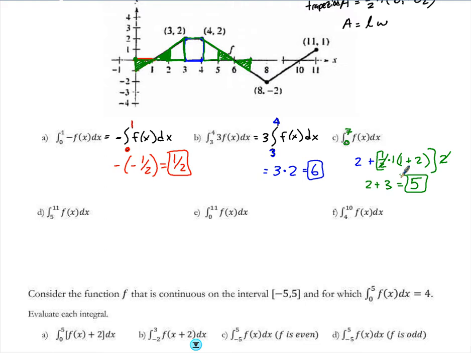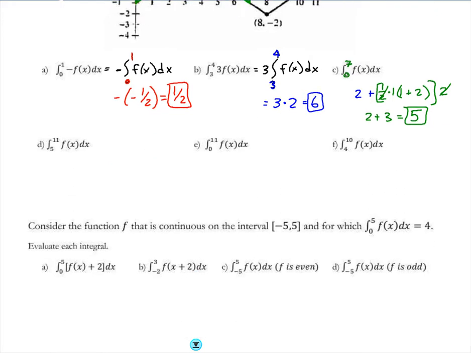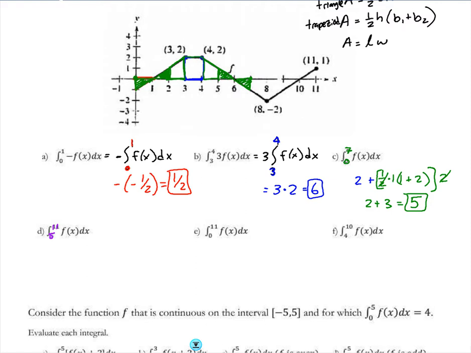Let's look at part D now. From 11 to 5, let's look at that integrand, or that piece of the puzzle. So here we're going to start at 5, we're going to go all the way up to 11. So I'm going to highlight the part of the function that I'm worried about on this problem. Obviously we're in that same boat of canceling triangles.